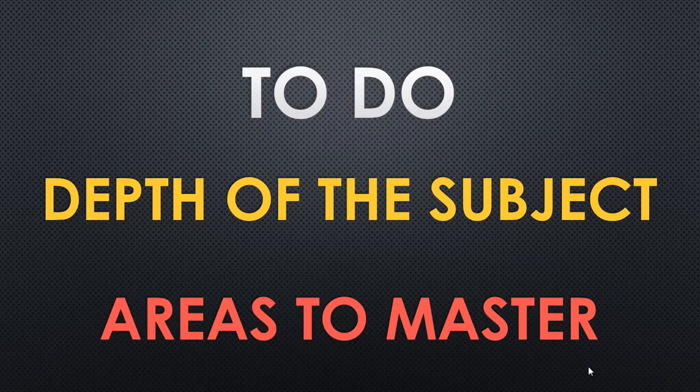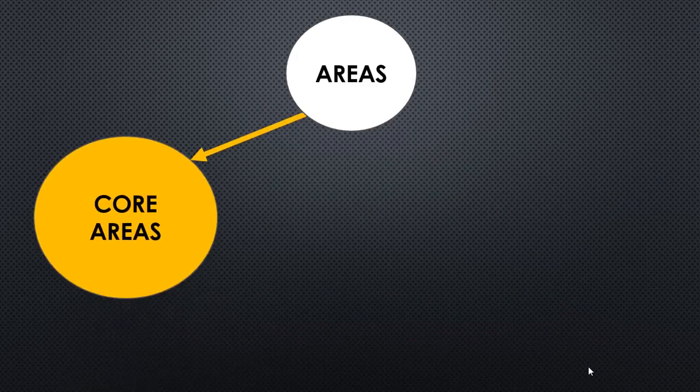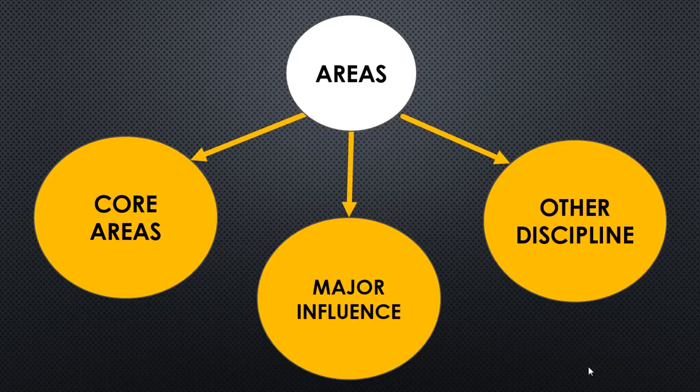In order to become an expert in piping design, one must have sufficient knowledge about the areas that I am going to list here. Initially, I have classified this into three major areas. One is core areas, the second one is major influencing areas, and the third is the areas from other disciplines. Let's see each of these areas to understand what topics are covered in them.